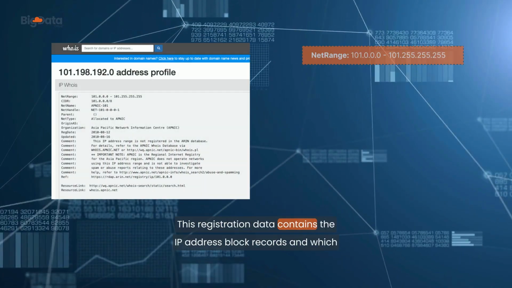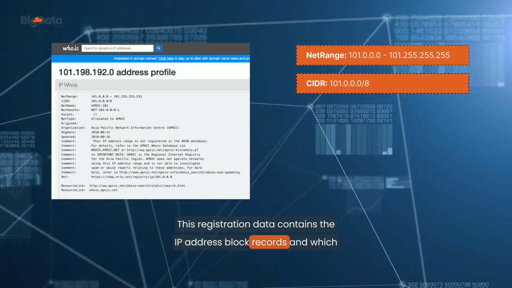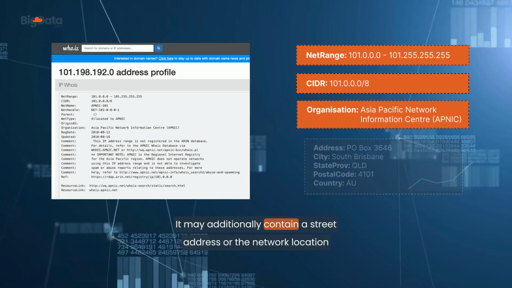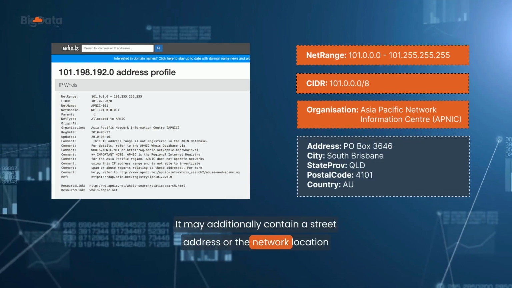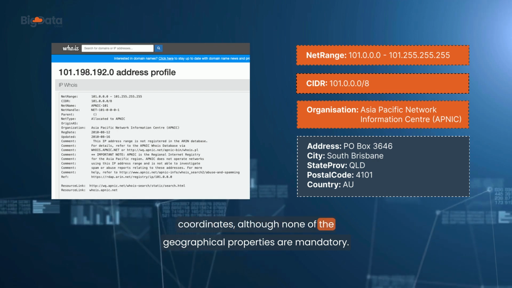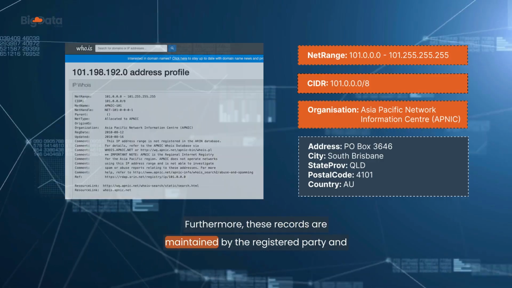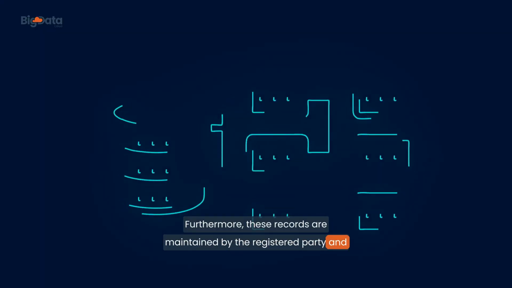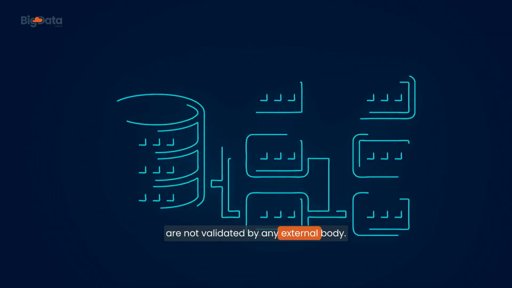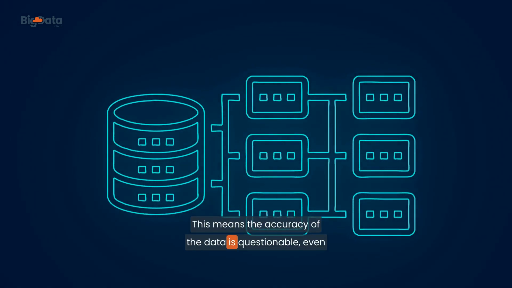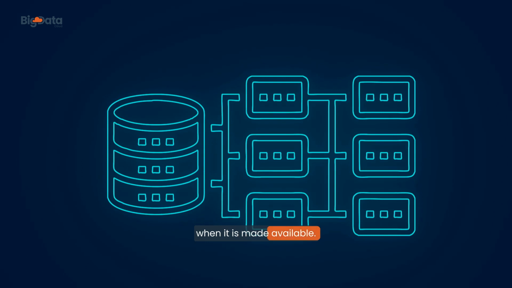This registration data contains the IP address block records and which organizations they are registered under. It may additionally contain a street address or the network location coordinates, although none of the geographical properties are mandatory. Furthermore, these records are maintained by the registered party and are not validated by any external body. This means the accuracy of the data is questionable, even when it is made available.